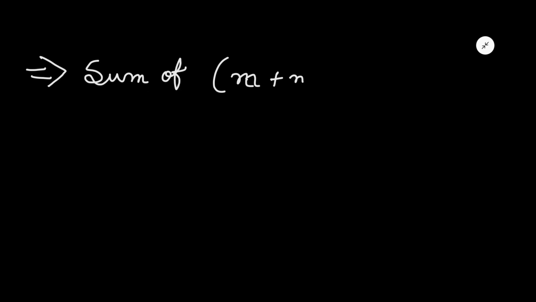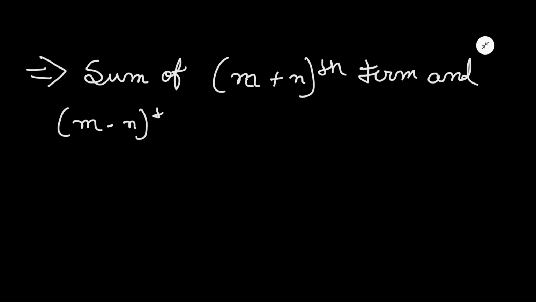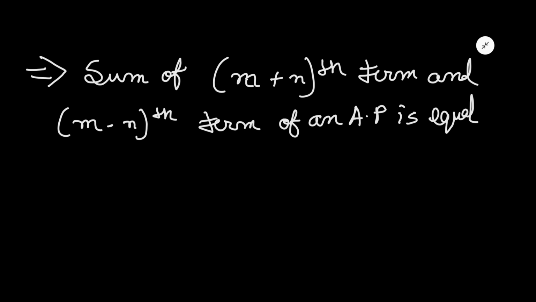Let's do one more example in which we have to show that the sum of the m plus nth term and the m minus nth term of an AP is equal to twice the mth term.